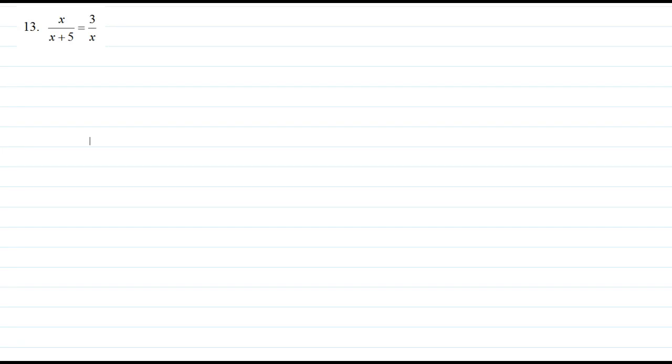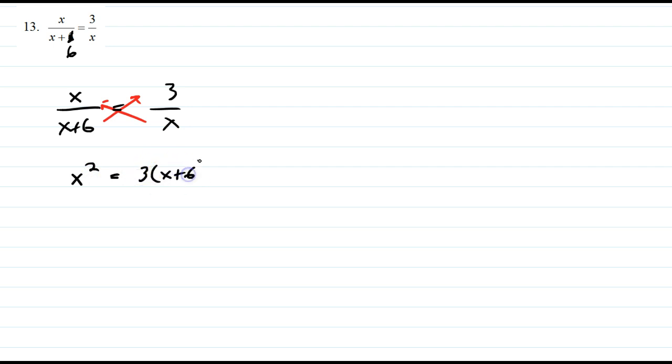All right, number 13, I think there was a typo, so we're going to change it to make this a 6. So we have x over x plus 6 equals 3 over x. When you have a fraction equal to a fraction, you can just solve by cross multiplying. So this gives us x squared equals 3 times x plus 6. So x squared equals 3x plus 18.